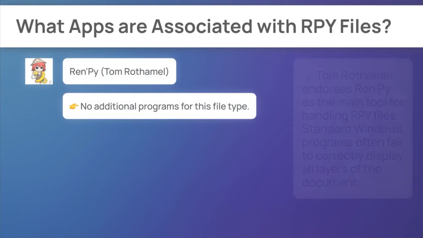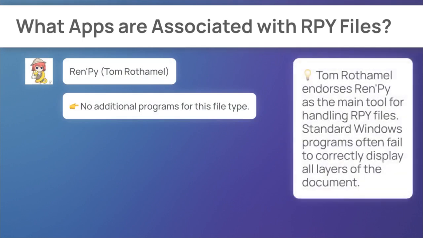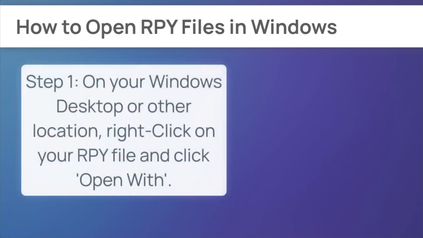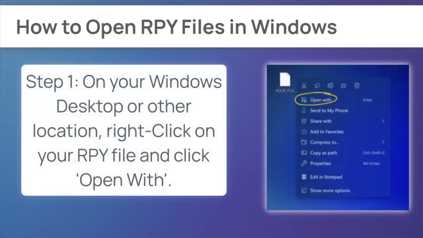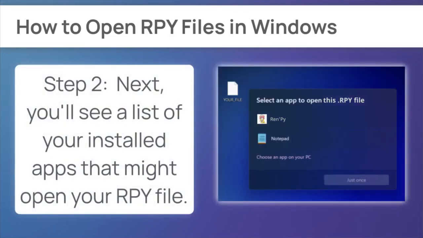Windows allows basic viewing, but true content manipulation requires a specialized application. Windows can open scripts for review, but running them depends on compatible tools. To unlock this specific file type, right-click your RPY file and select Open With.